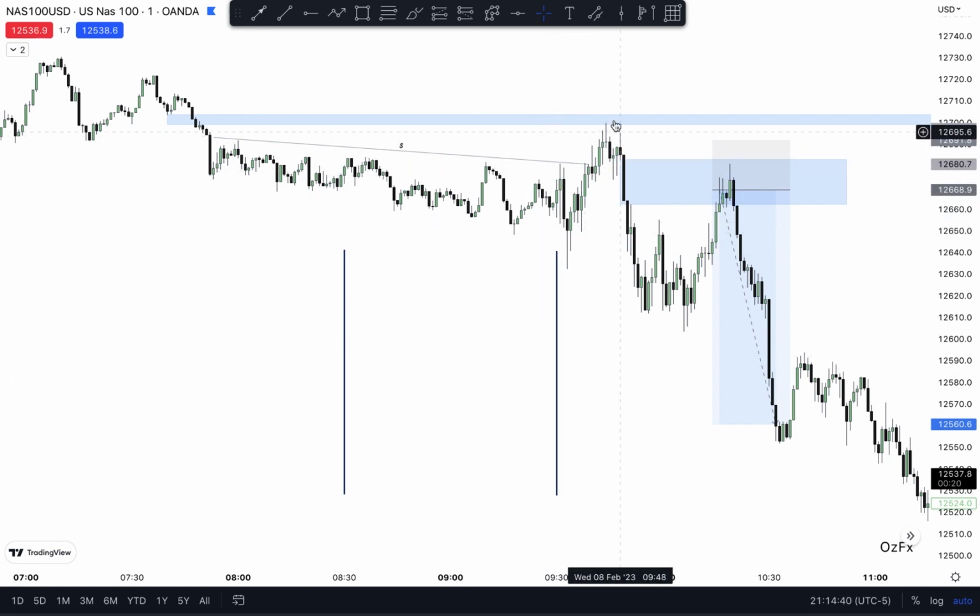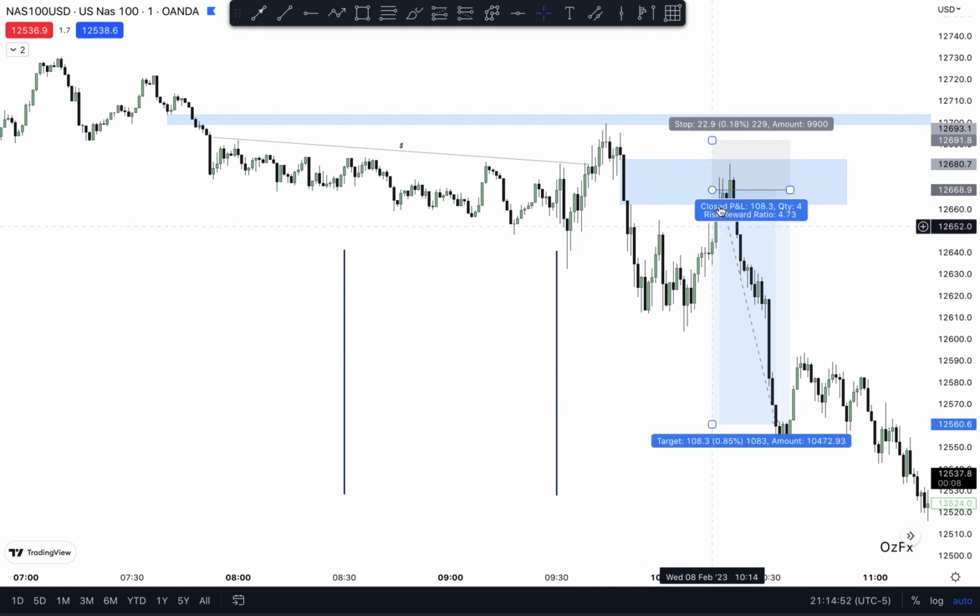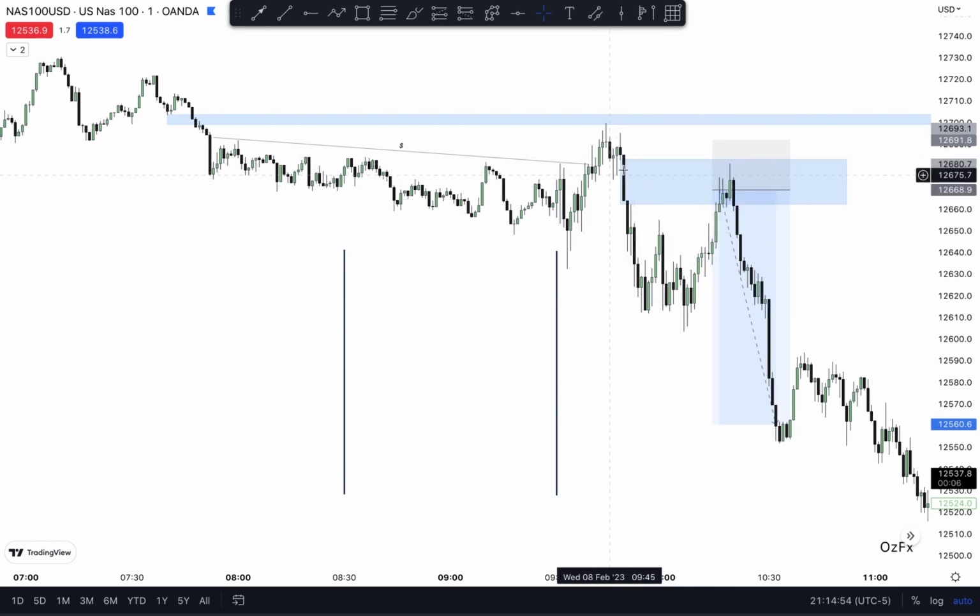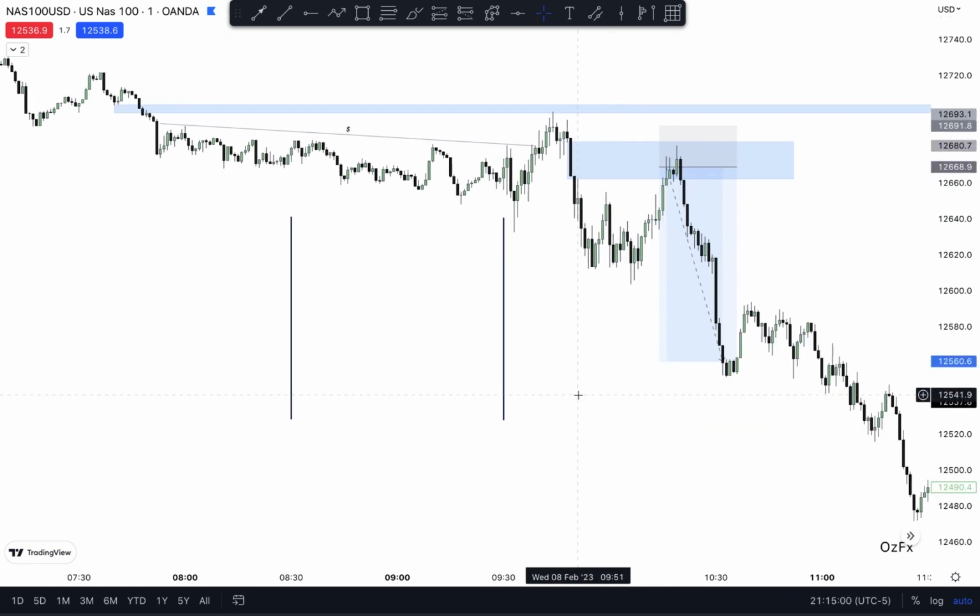So after we tapped into this imbalance, we came down and we broke through all of these lows right here, taking out all of this liquidity. Then we created a little consolidation here, broke back up into this imbalance that was left behind, and this imbalance is what broke this structure right here. So we have very good confidence when it comes to taking a trade there.